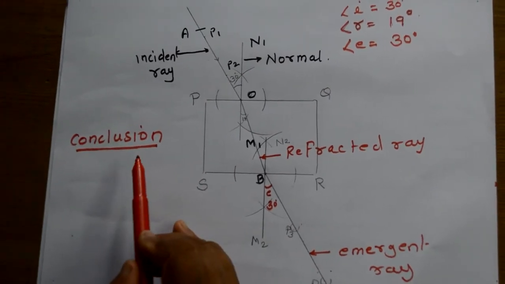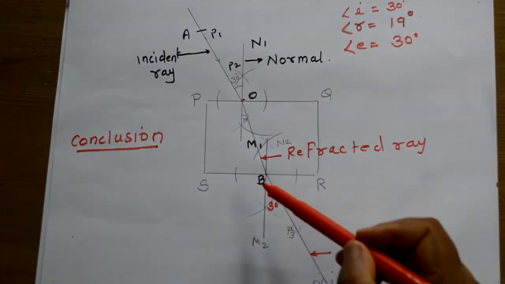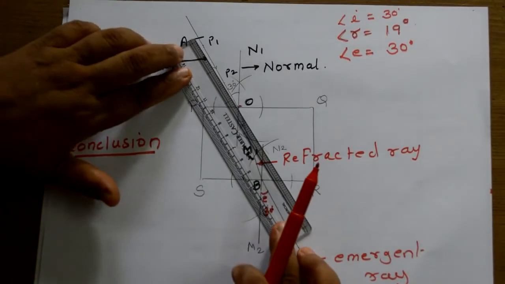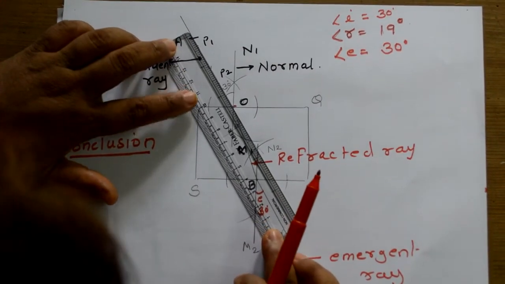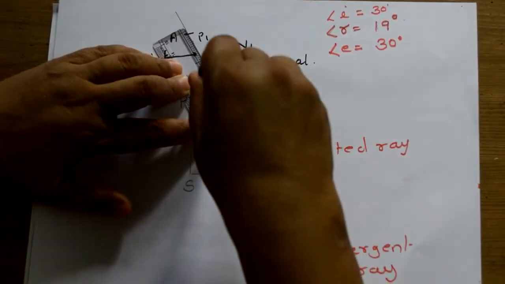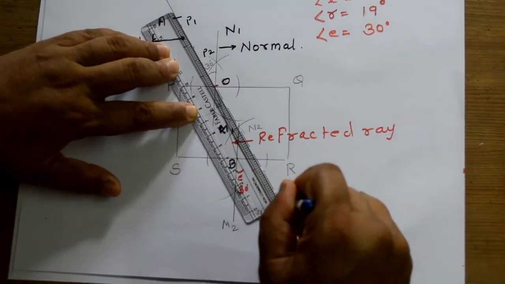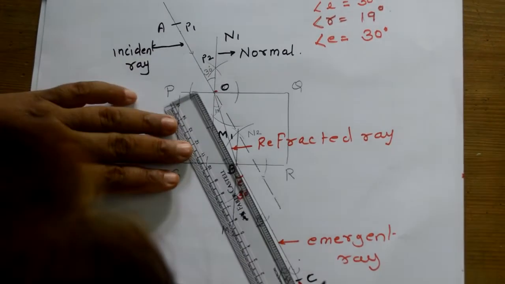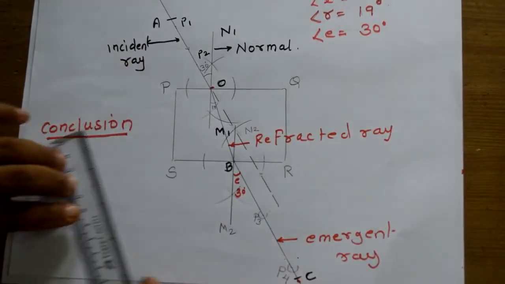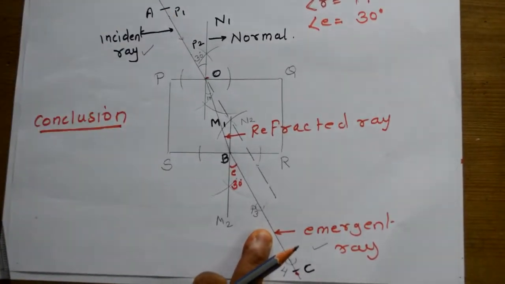The conclusion of our experiment is that the incident ray AO and the emergent ray BC are parallel to one another. Suppose I am drawing a line, if there wouldn't be a glass slab, what would have happened? I would have got a straight line like this. If I keep a line scale over here, I get this line. So the incident ray and the emergent ray are parallel to one another.